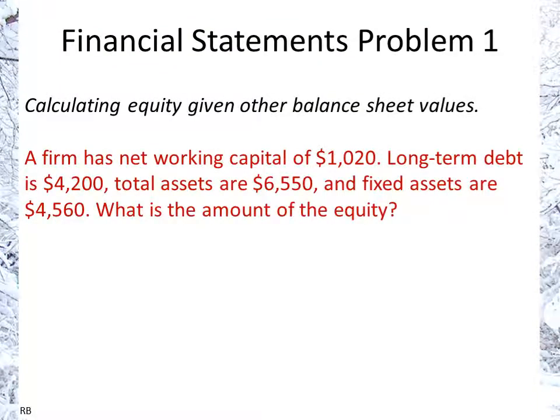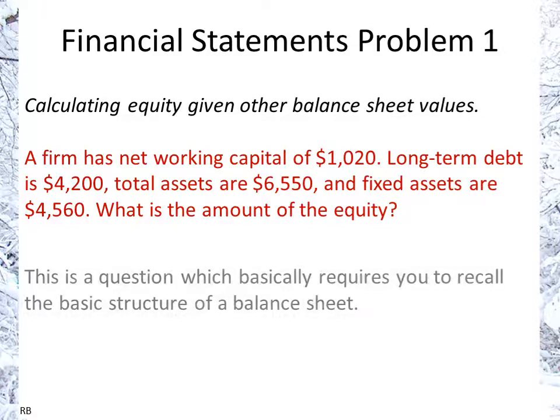Financial statements problem 1. Calculating equity given other balance sheet values. A firm has net working capital of 1,020, long-term debt of 4,200, total assets of 6,550, and fixed assets of 4,560. What is the amount of equity? This is a question asking for one balance sheet value, equity, given other balance sheet values.